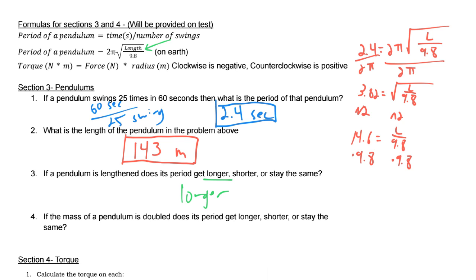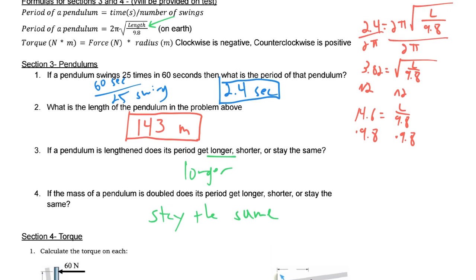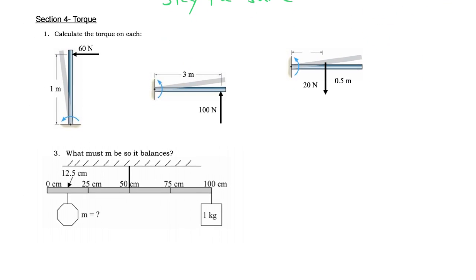And number 4, if the mass of the pendulum is doubled, does it get longer, shorter, or stay the same? This one's going to be a stay the same. Mass is not part of the formula for the period, so it stays the same.